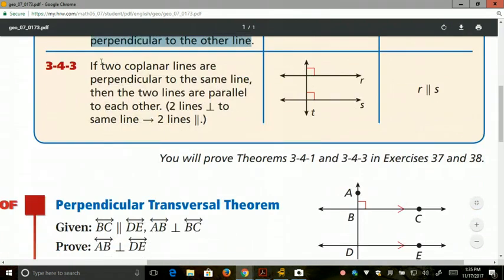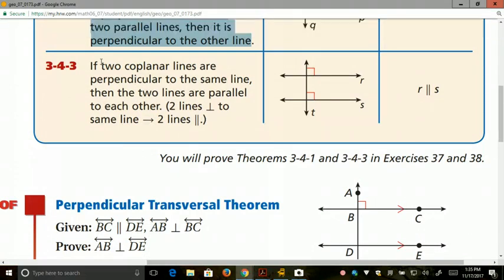343, we're not going to memorize them by their theorem number. There's no point. They're numbered differently in every different textbook that anyone writes. So here we are. If two coplanar lines are perpendicular to the same line, then the two lines are parallel to each other. So this says two lines perpendicular to the same line implies two lines are parallel.